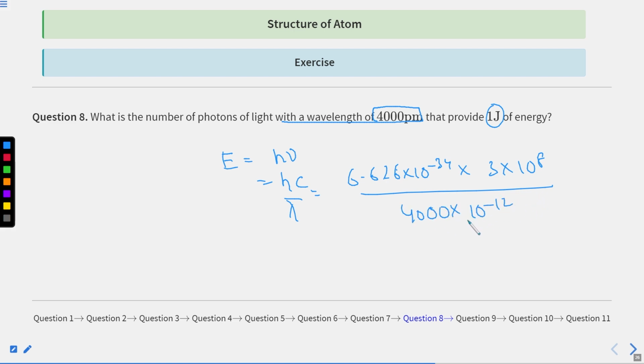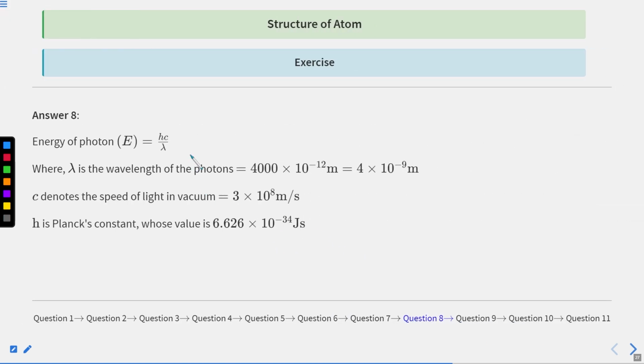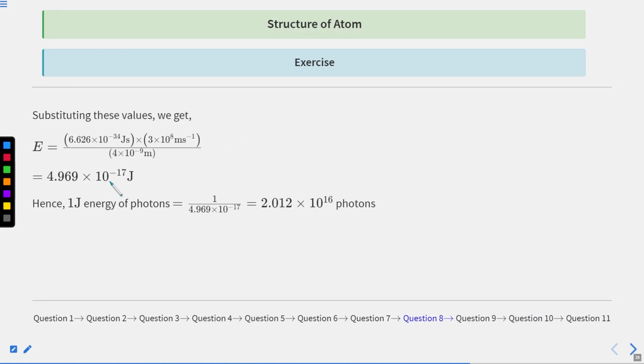Once you solve it, we'll get the value for 1 photon. So 1 photon will contain this much energy. It has been solved here also. We calculated it for 1 photon, and that gives us this many joules of energy. Now 1 photon contains this much energy, so 1 joule will contain 1 divided by your given value, and that would give us the total number of photons.